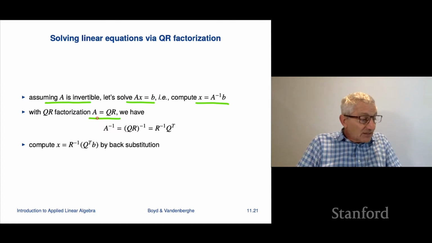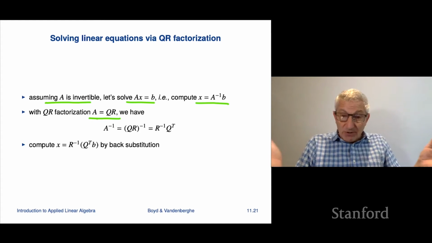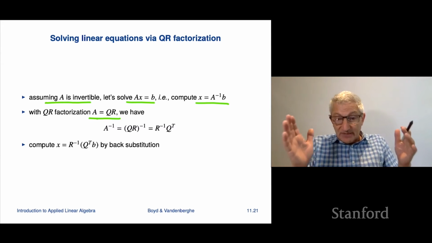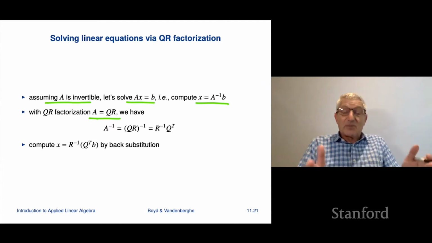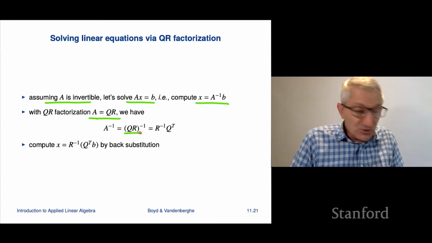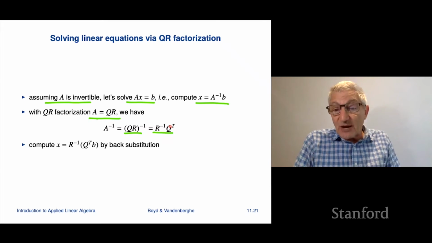So A is a product of two invertible matrices, and so first of all, number one, we conclude A is invertible. Number two, its inverse is the product of the inverses of the multiplicands in reverse order. So A inverse is going to be QR inverse, and that's going to be R inverse times Q inverse, but Q inverse is Q transpose.